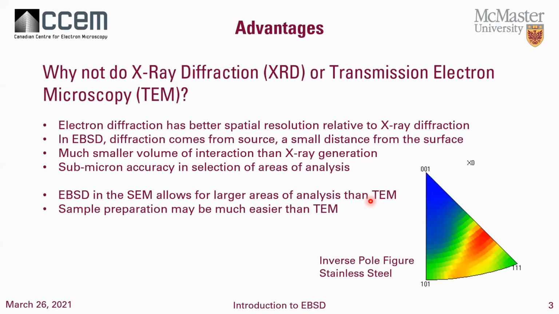So why do we do EBSD rather than something like X-ray diffraction or transmission electron microscopy? Electron diffraction has better resolution than X-ray diffraction. Also, we're only getting it from an area very close to the surface of the sample, so we don't get the averaging that we would get with X-ray diffraction. Also, because we're in an SEM, we can select the areas that we want, with submicron accuracy.